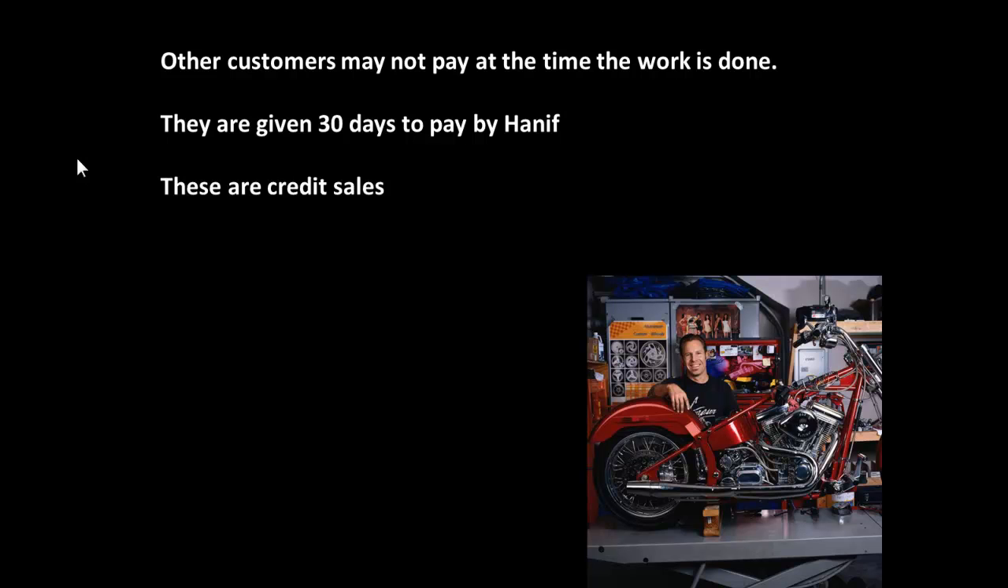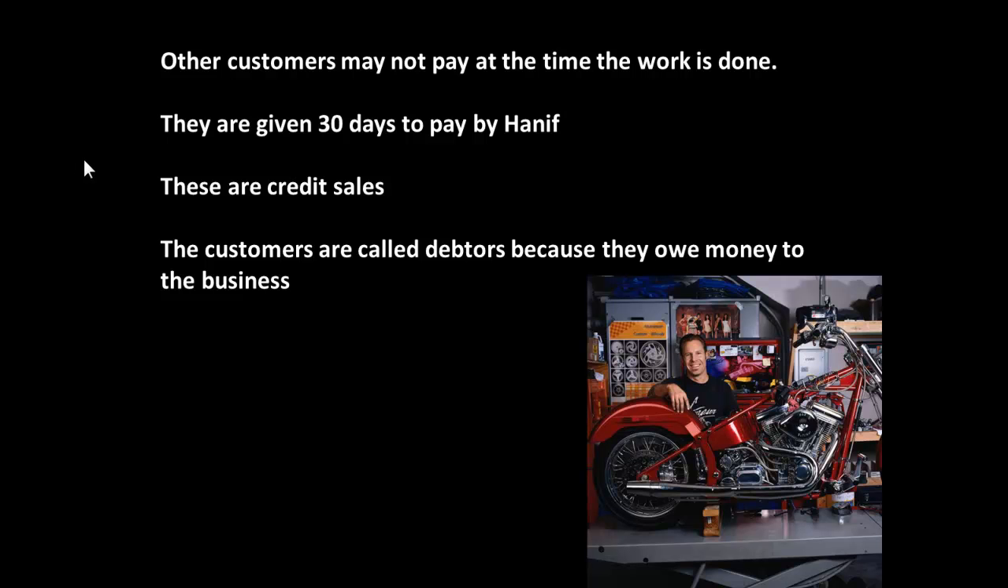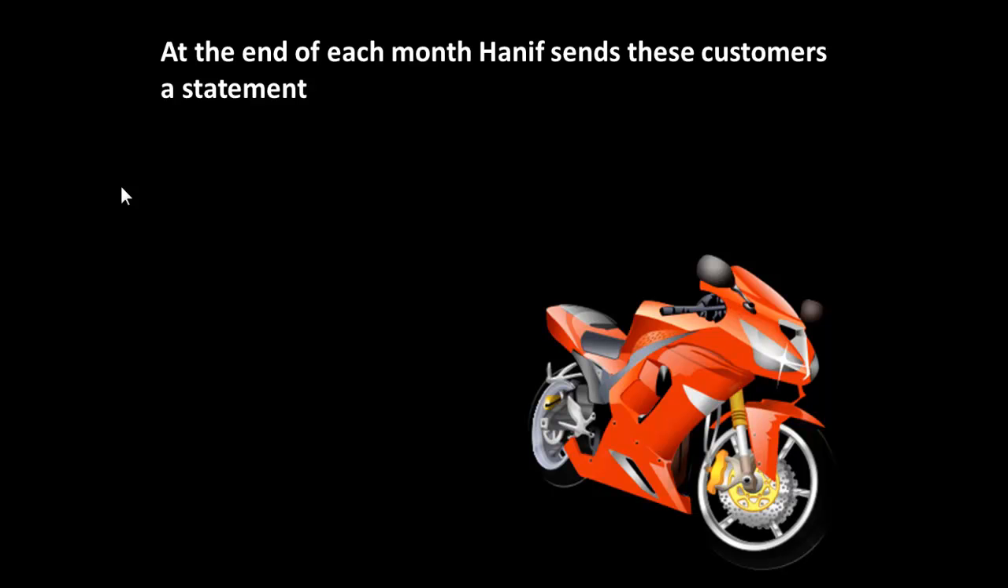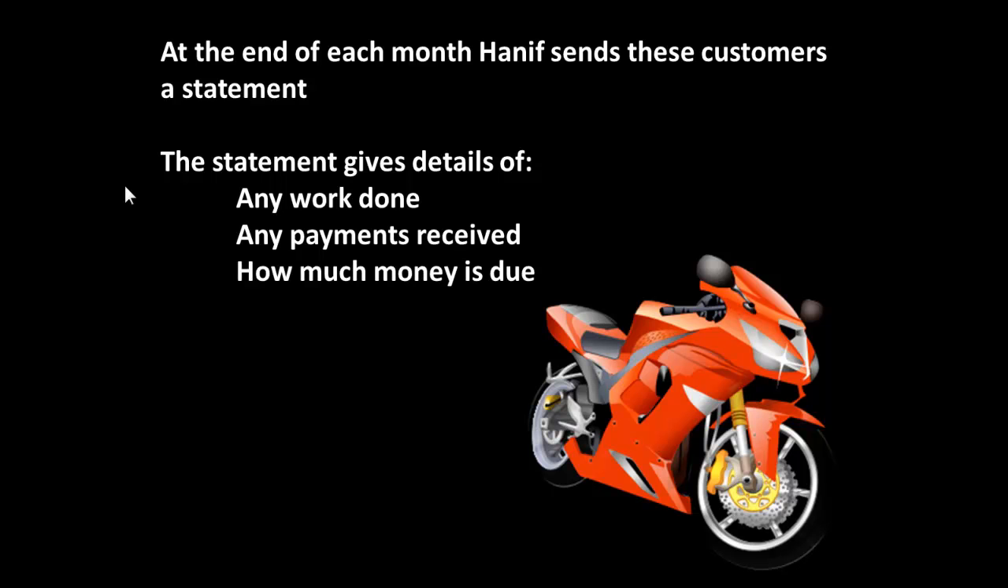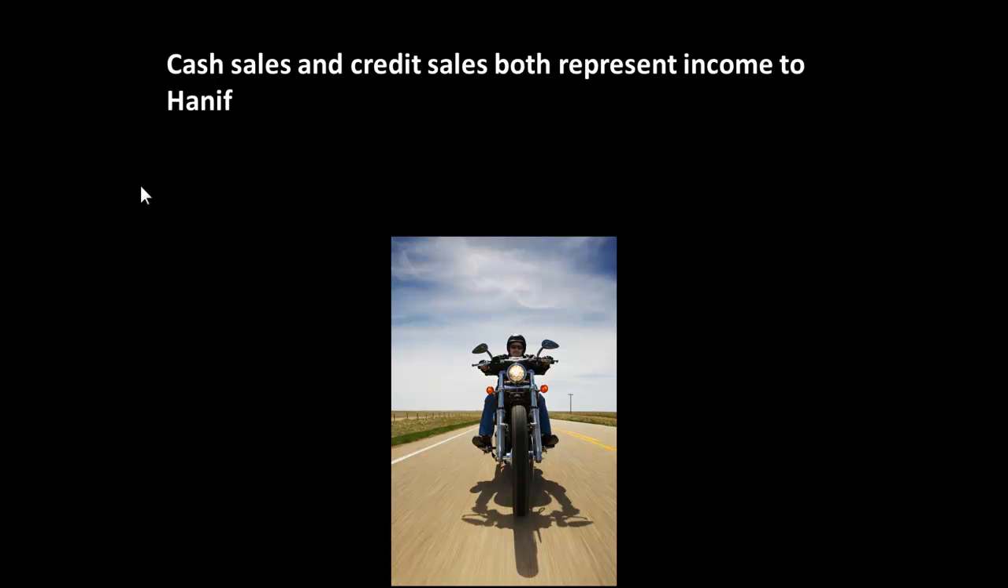Hanif may have some customers who do not pay at the time that the work is done, and they have terms. They have 30 days to pay Hanif. Those are called credit sales. And the customers are called debtors because they owe money to the business. And at the end of each month, Hanif will send the customers, that's the debtors, a statement. And the statement's going to give any details of the work that's been done, of any payments that have been received so far, and how much money is still due.